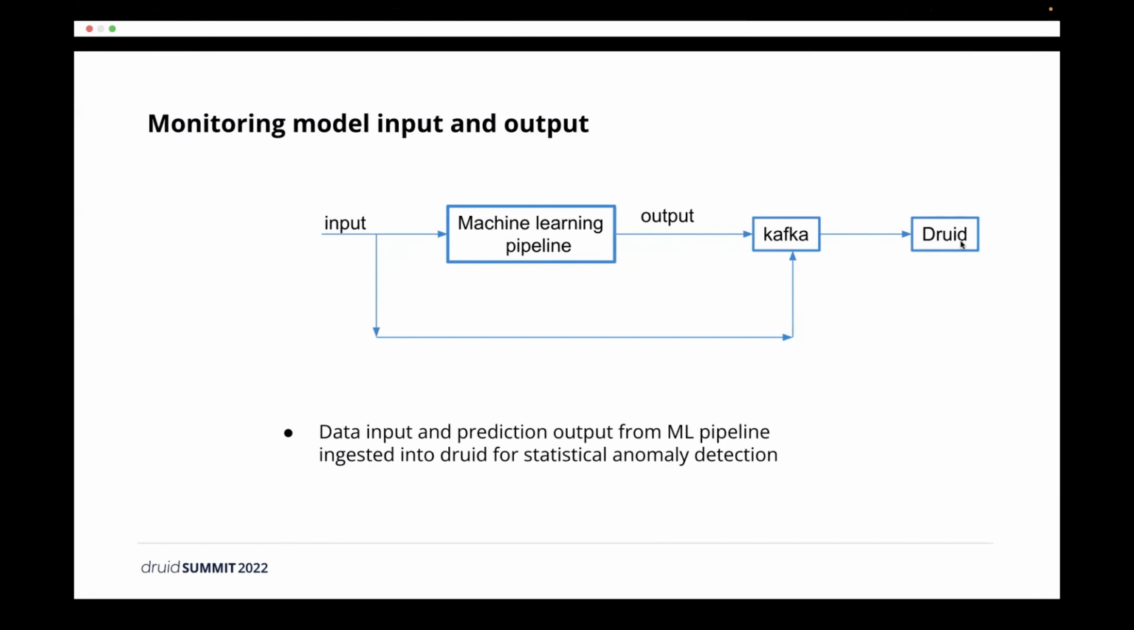So there are customers who are doing just this because the customer's whole focus is on offering machine learning as a service to their customers. And if there are anomalies in the model, it affects their customers and hence their overall business, and they want to avoid that.